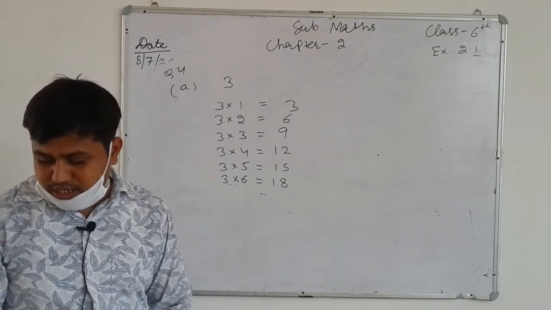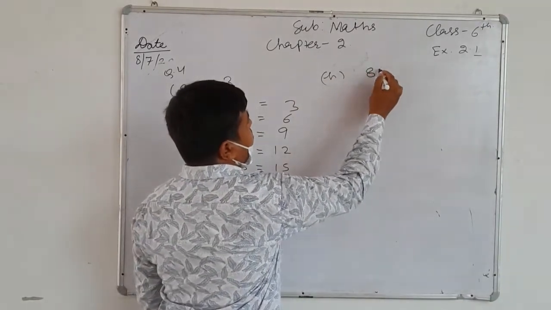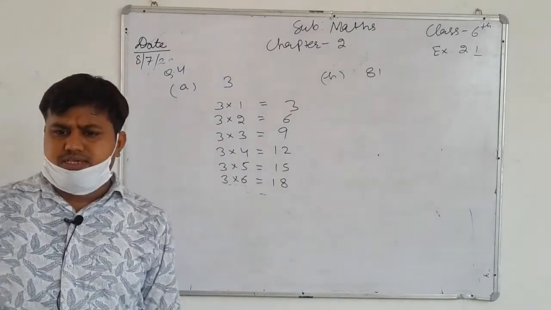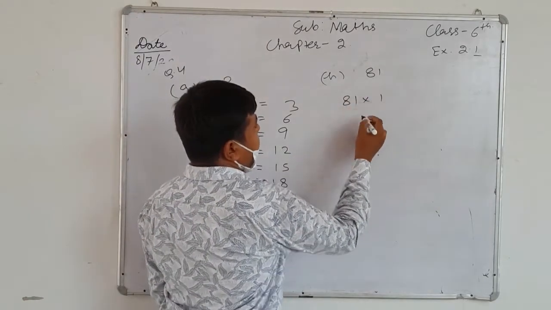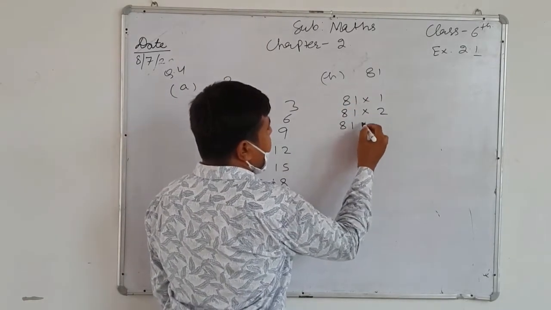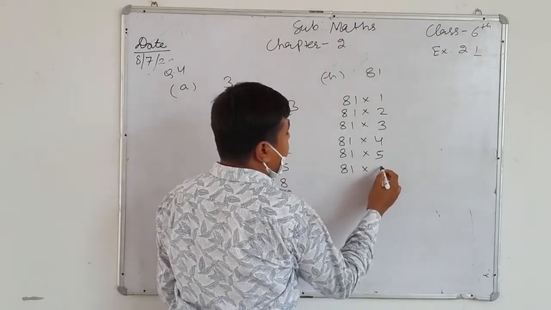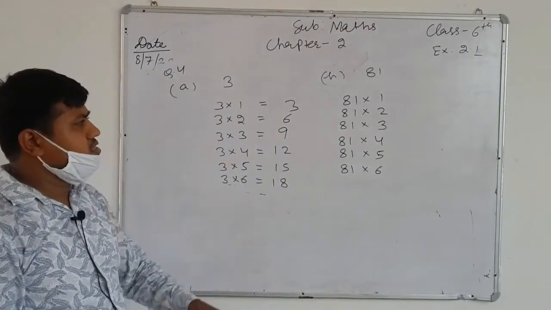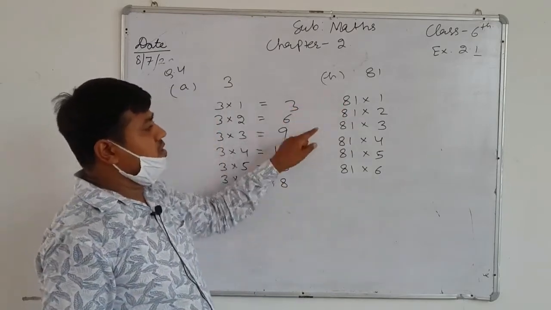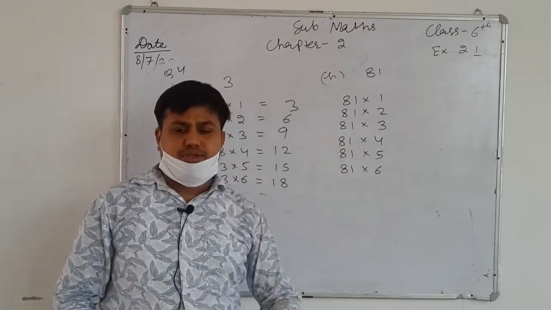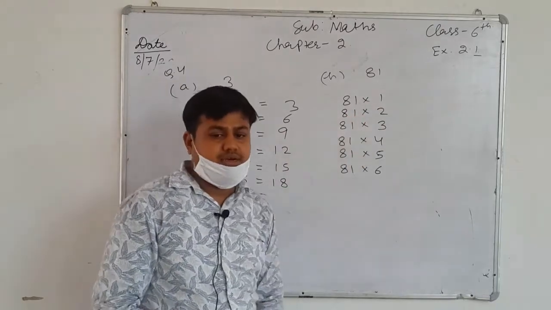Next question, exercise fourth question, H part. The number is 81. We have to find the 6 multiples of 81. So what we have to do? We have to multiply 81 by 1, 2, 3, 4, 5 and 6. So 81 is multiplied by 1, then 2, then 3, then 4, then 5, then 6.